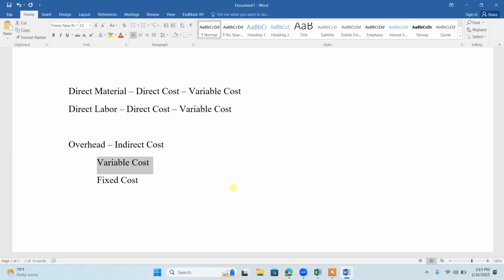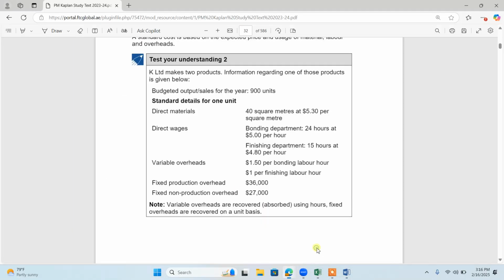You have to consider only that. In absorption costing, we consider all of this. So the only technical thing you need to understand for the different approaches is the overhead cost. The rest of these two are similar for any kind of method you are using for the cost of the product. Now let's come again to the question.